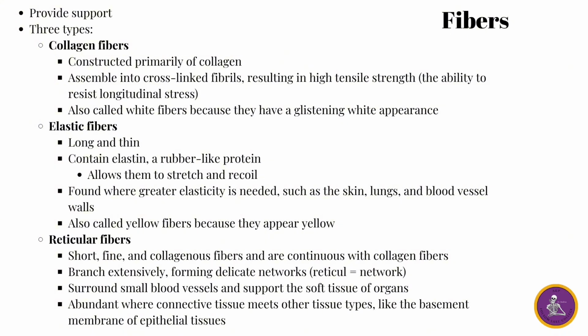Elastic fibers are thinner and made of elastin, allowing tissues like skin, lungs, and arteries to stretch and recoil. Reticular fibers are the most delicate and form fine branching networks that support soft organs like lymph nodes and the spleen. You'll often find reticular fibers at the boundary between connective and epithelial tissues.